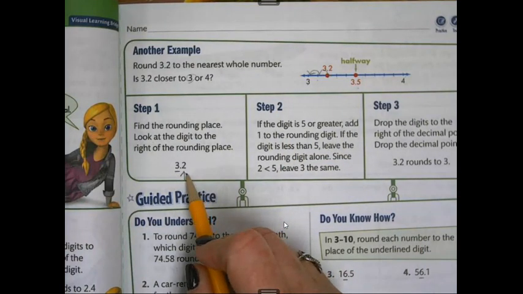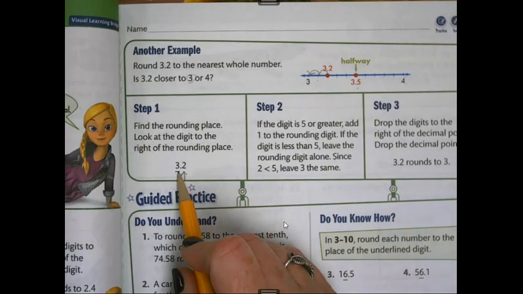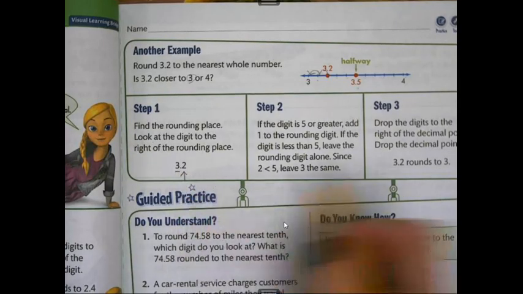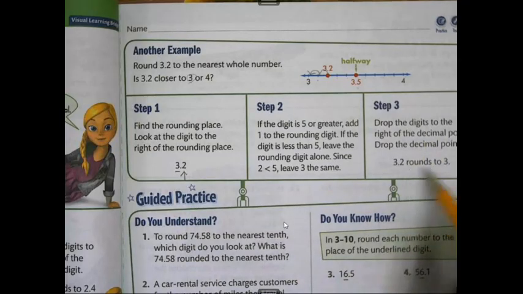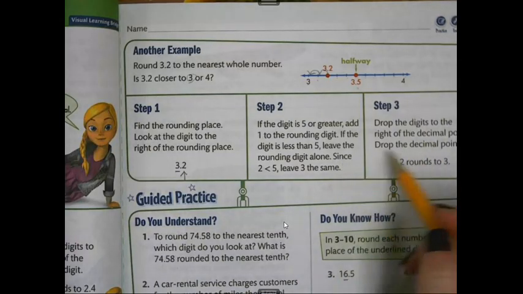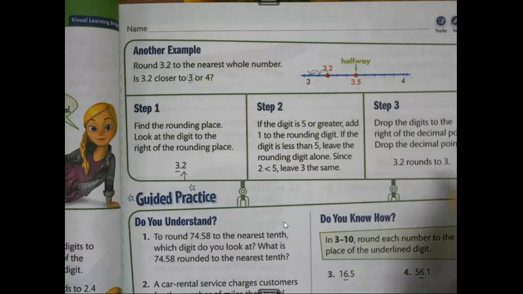That's not above a 5. It's not a 5 or greater. So the 3 is going to stay 3. So 3 and 2/10 is going to round to 3, and we drop all the digits to the right of the rounding place. So it rounds to 3. All right.